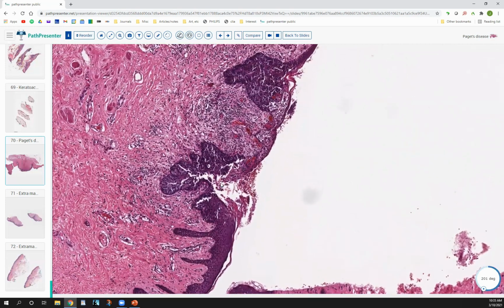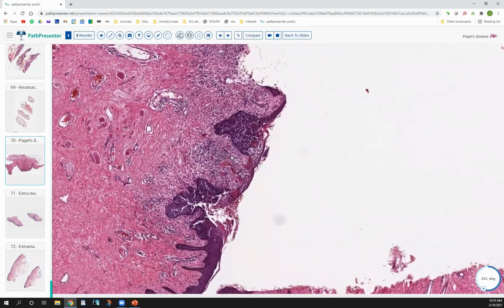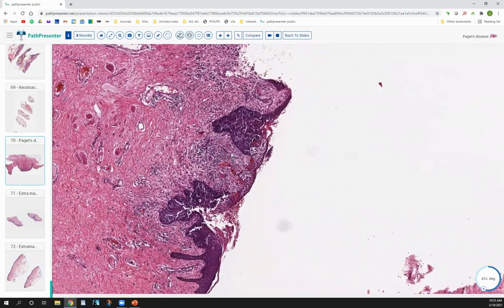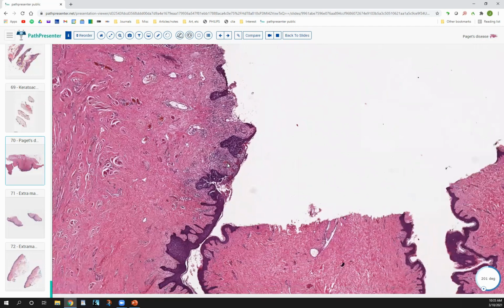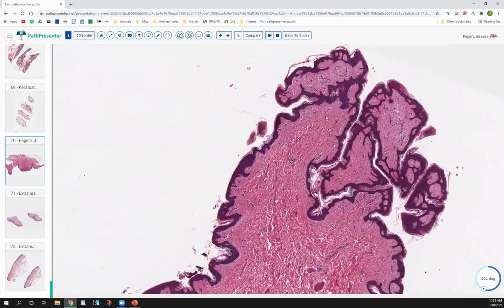Most of the time when you see it, it's going to be in the context probably of either melanoma or squamous cell carcinoma in situ, because Paget's disease is a little bit more on the unusual side. But you don't want to miss it, so important to recognize it.